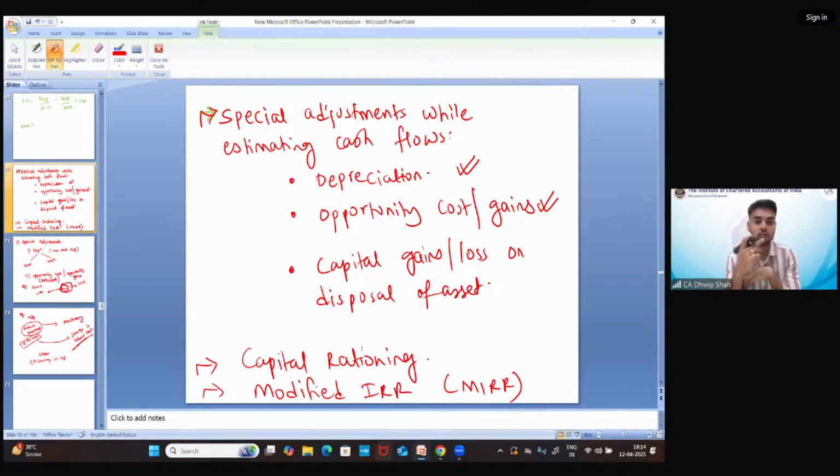Then we discussed working capital. Investment in working capital is an outflow in year one. But at the end of the project's life, that working capital will be released back because the project has now ended. So any investment in working capital, you will get back. So that is an inflow at the end of the project's life. This we had also discussed in our very first session.